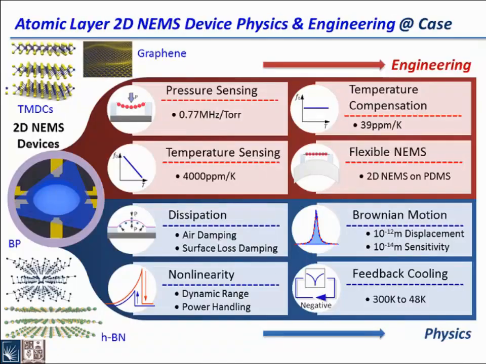So this is a summary of the topics, actually, because my group is formed of a bunch of applied physicists and excellent engineering students. So we have been trying to merge these two areas to do something. For fundamental device physics, we have looked at the dissipations, Brownian motion, feedback cooling, nonlinearity in the nanoelectromechanical resonators.